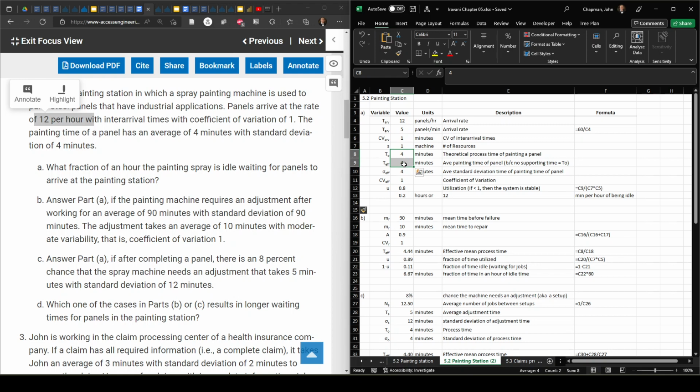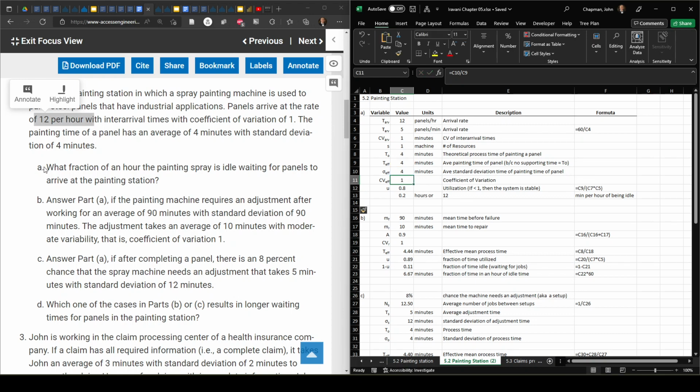So the effective and the theoretical times are the same at 4 minutes because there's no supporting time here. With no supporting time, or if supporting time is 0, then the effective and the theoretical are the same. Also, the standard deviation is about 4 minutes, so the effective coefficient of variation of the process time is also 1, because that is 4 standard deviation divided by 4 minutes of the effective process time.